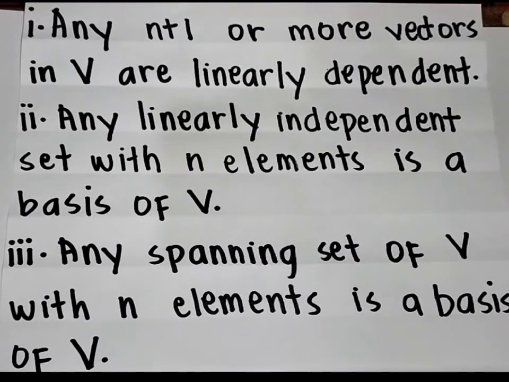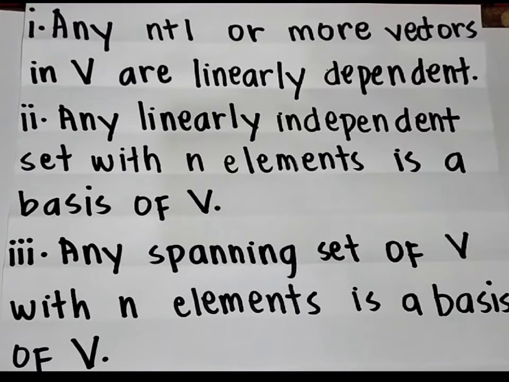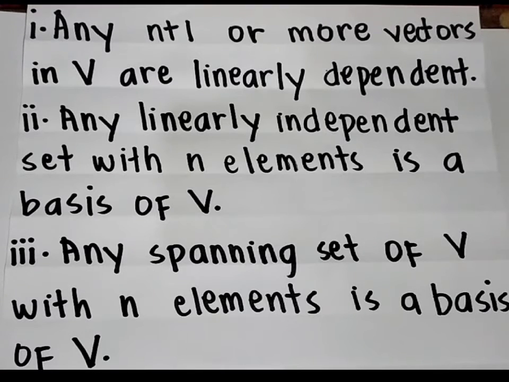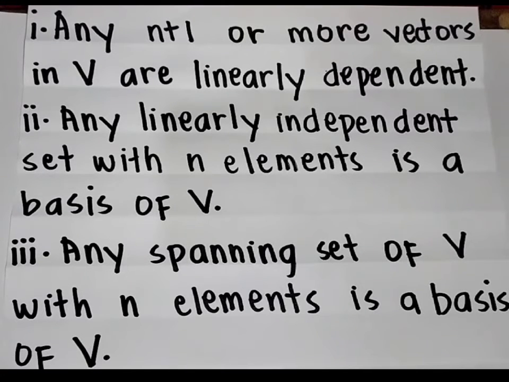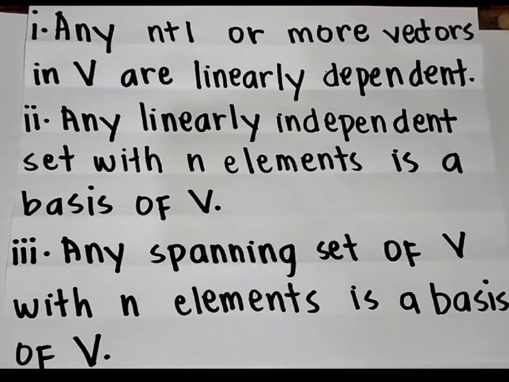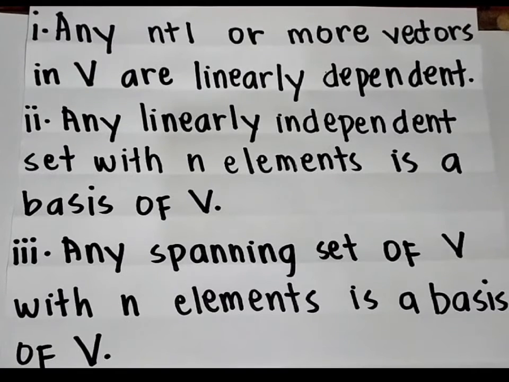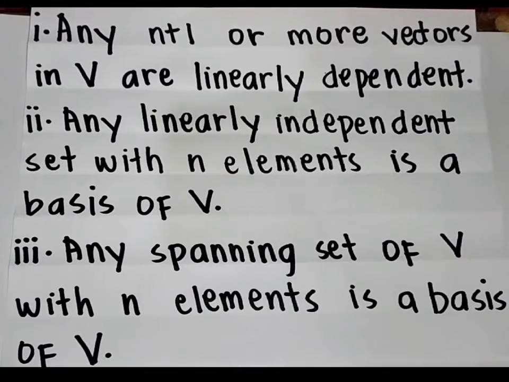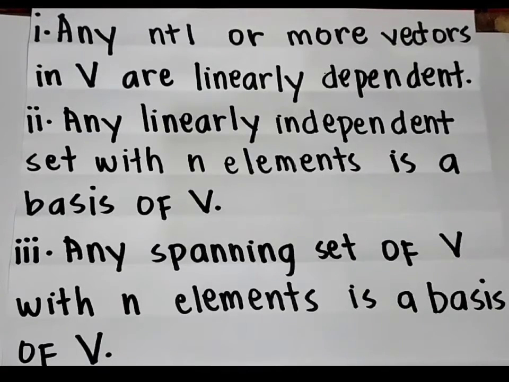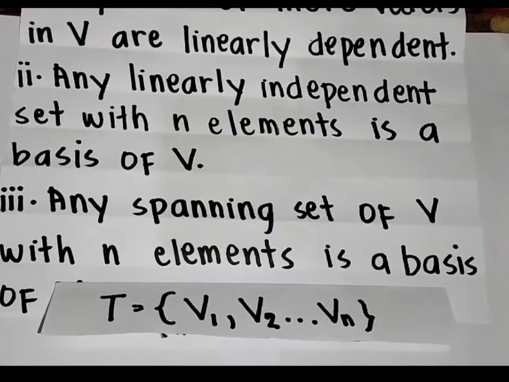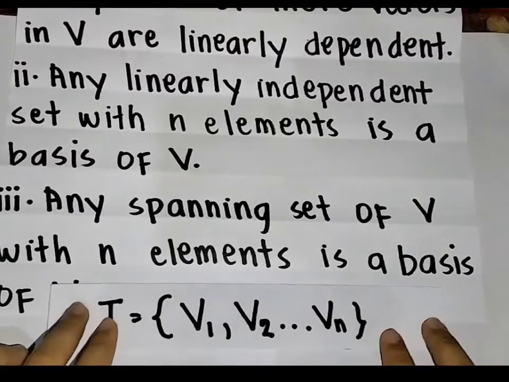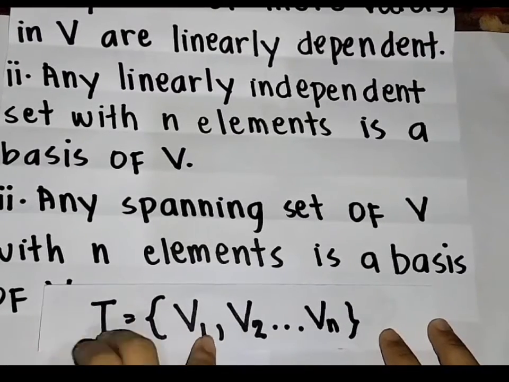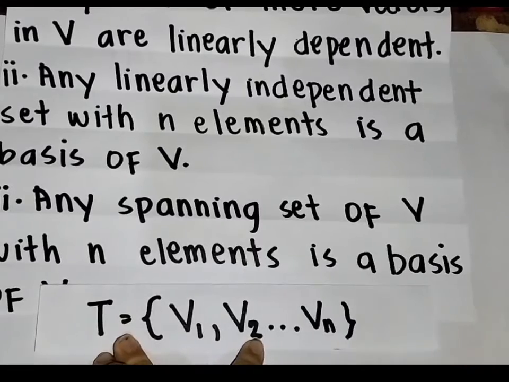First is that any n plus 1 or more vectors in V are linearly dependent. The second is any linearly independent set with n elements is a basis of V. And the third one is any spanning set of V with n elements is a basis of V. So this is the sample of spanning set of V, like V is equal to V sub 1, V sub 2, up to V sub n. Okay?